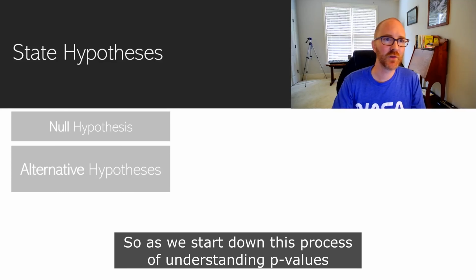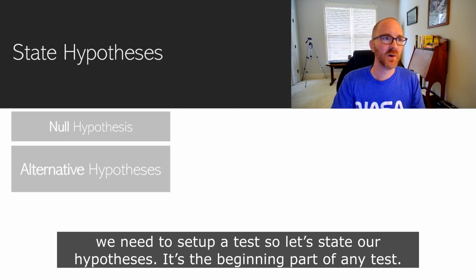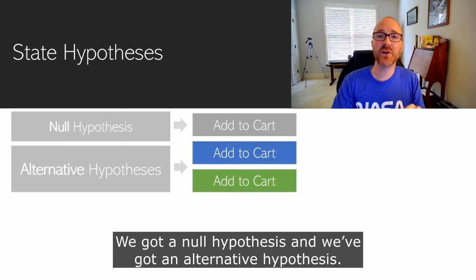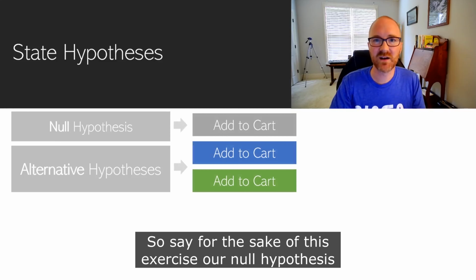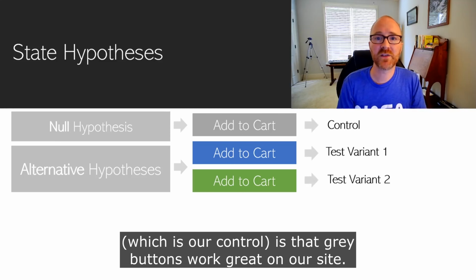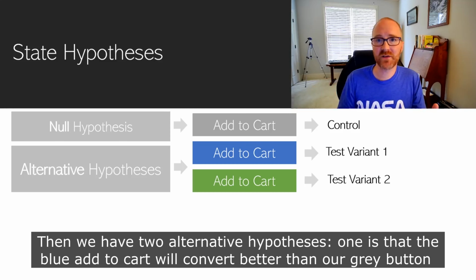So as we start down this process of understanding p-values, we need to set up a test. So let's state our hypotheses. That's the beginning part of any test. We've got a null hypothesis and we've got an alternative hypothesis. So say for the sake of this exercise, our null hypothesis, which is our control, is that gray buttons work great on our site.